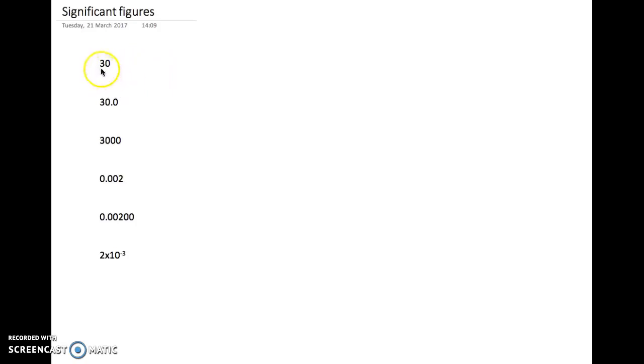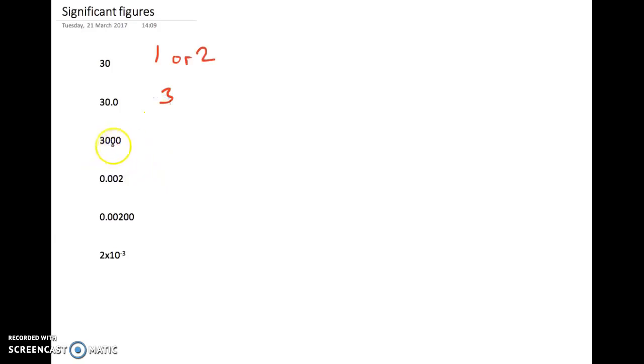So in this case we've got 30. The problem here is we don't know whether the 0 is significant or not. So this could be one significant figure or two. So 1 or 2, we're not sure. This is the same number, it's 30, but the fact that somebody's written one decimal in here suggests that the decimal place is significant. Okay, so in this case it looks like we have three significant figures, so 3 here.